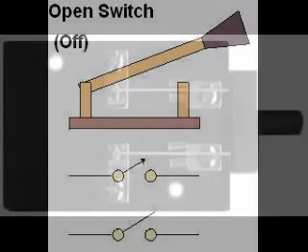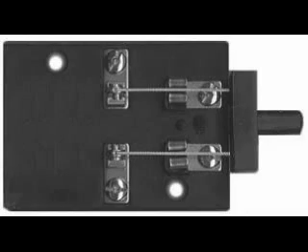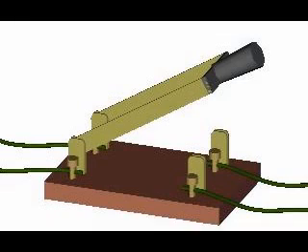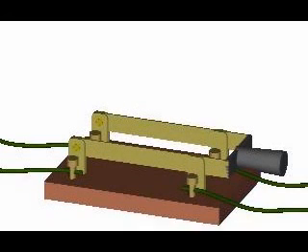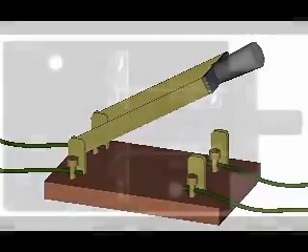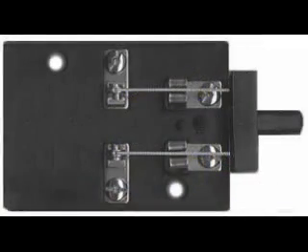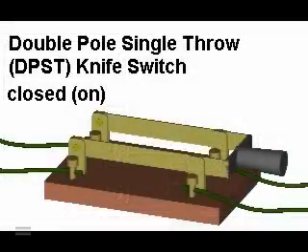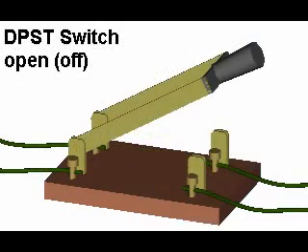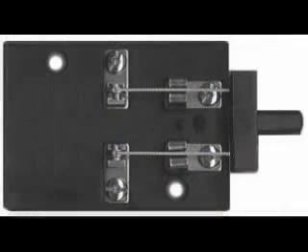This is another knife switch. It has two moving contacts or poles that you can throw to turn on or close two circuits at the same time. Or you can turn it off or open two circuits at the same time. This switch has two moving contacts, so it is called a double pole switch. It has only one contact position, so it is called a single throw switch. This switch is known as a double pole single throw switch, or abbreviated DPST. The double pole single throw switch is like two separate single pole single throw switches operated by one handle.